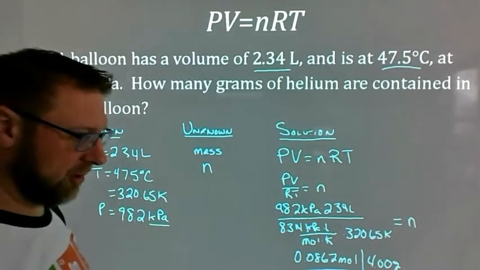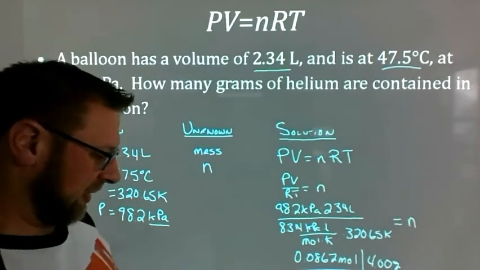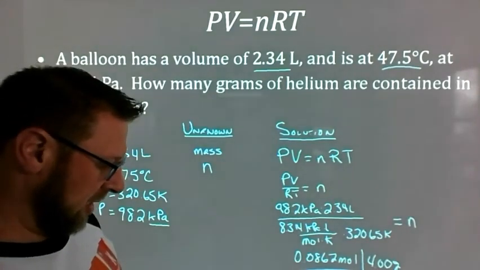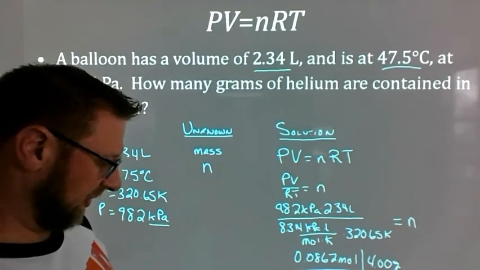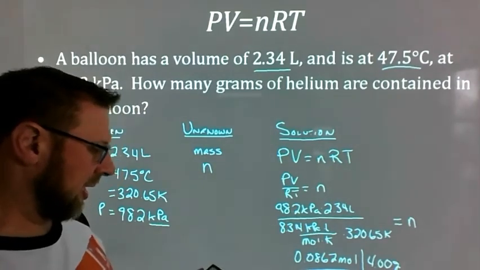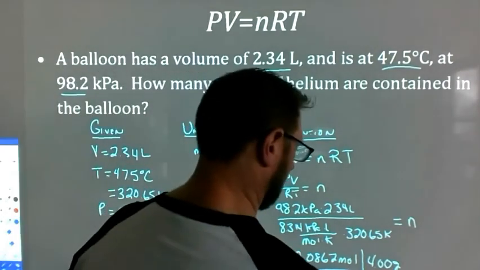I actually didn't do this one ahead of time. Sorry, guys. I'm going to wait for me here. 0.0862 times 4.00, 0.345 moles or grams.